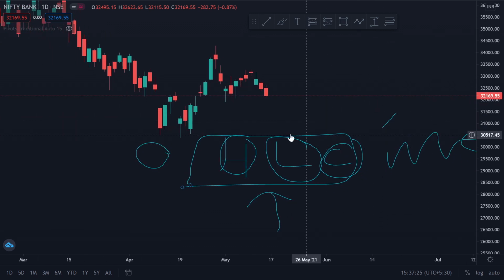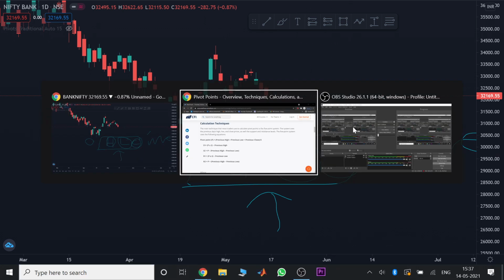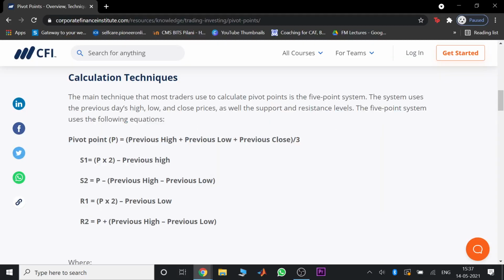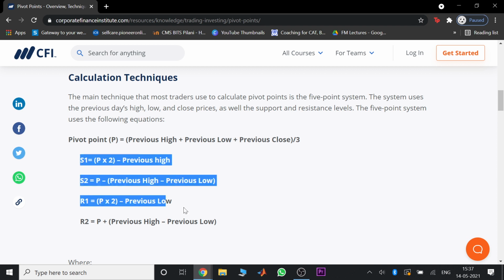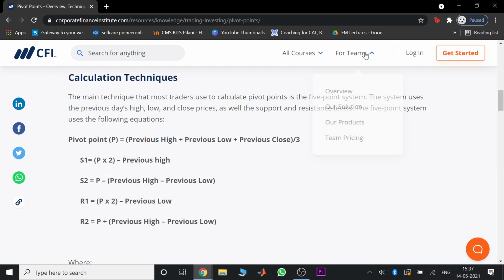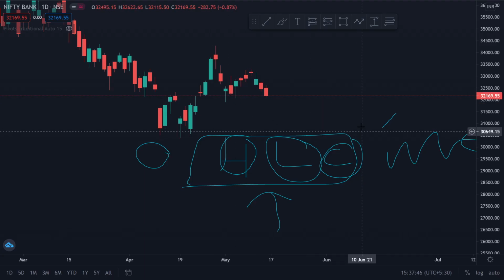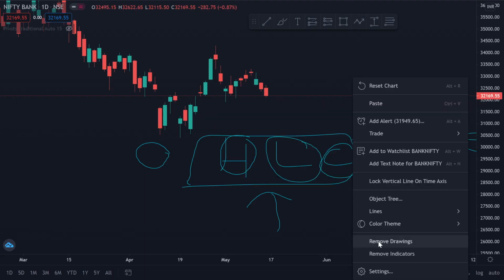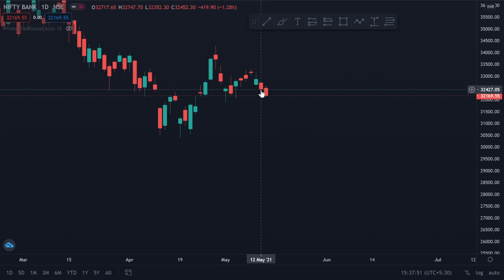So again, coming back to pivot points, we saw that high, low and close are the 3 prices used for calculating these points, and these are the formulas. You don't need to remember them obviously. P, the pivot point, is high plus low plus close divided by 3, and these are the other formulas. You can pause the video and go through them if you want to. These are the formulas used for calculating pivot points on an intraday basis.